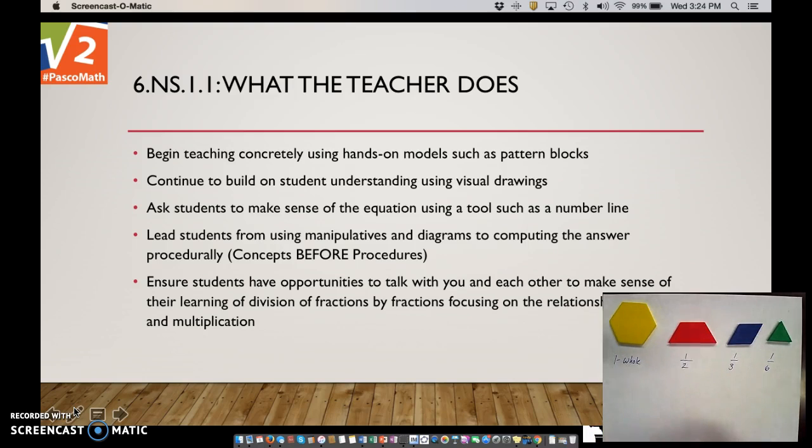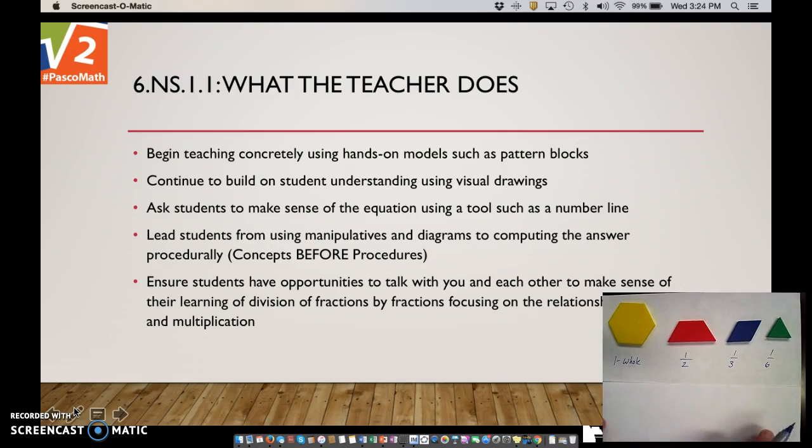We have a red trapezoid, that's half. We have a blue rhombus there, that's the third. And then the green triangle, that's the sixth. So these are typically a good setup for using pattern blocks in the classroom. And so one thing we might ask students to do is just become familiar with these tiles.